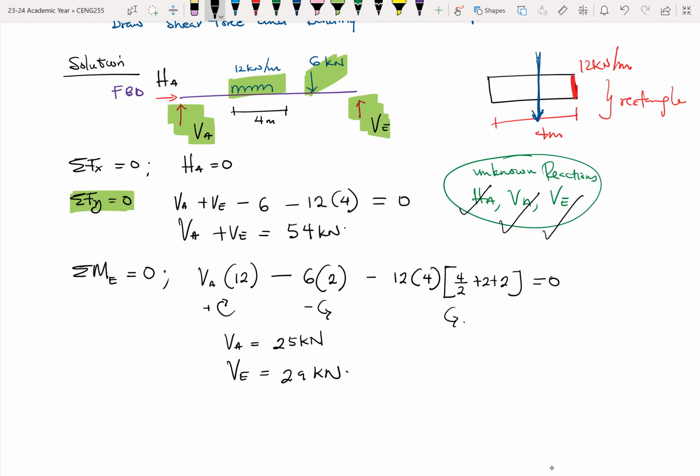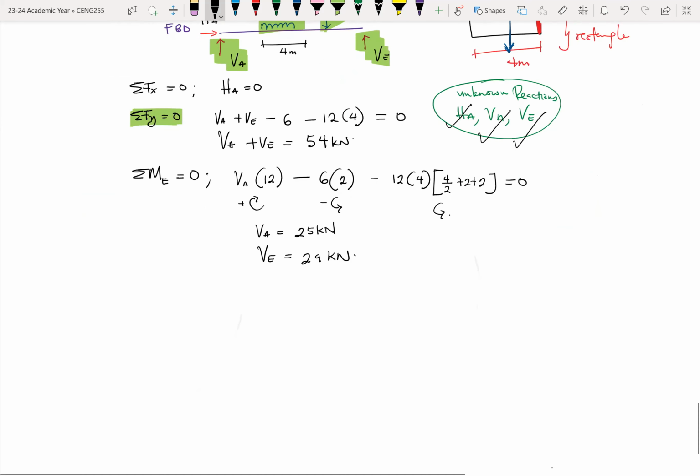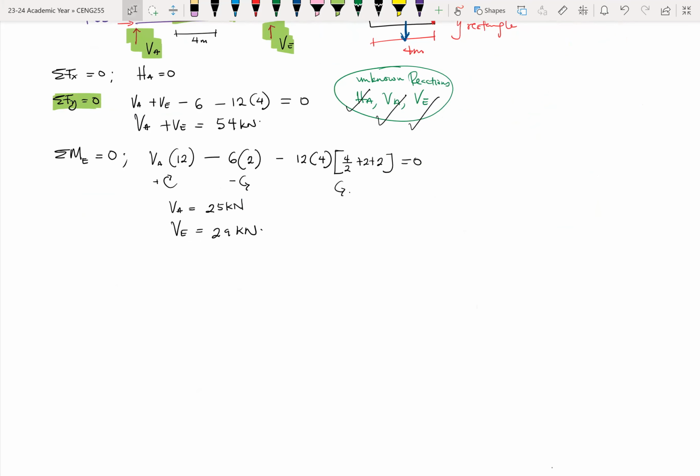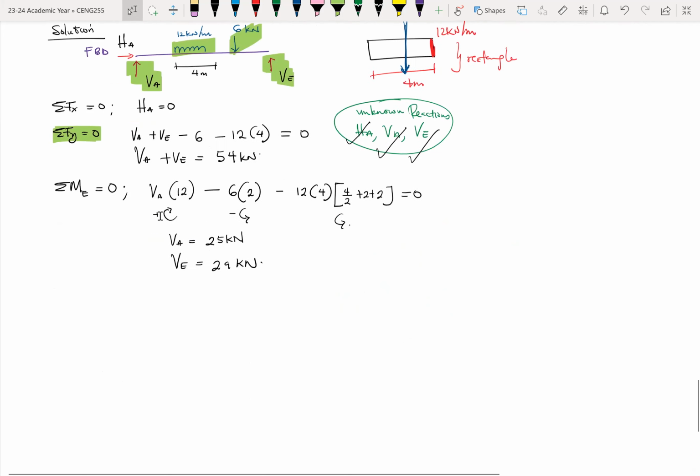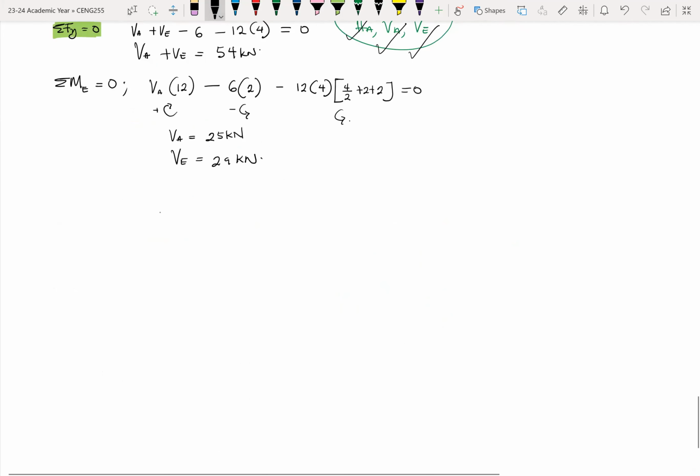The next thing will be to calculate our shear force and then draw the shear force and bending moment diagrams. I'll just quickly draw that for us, and then we'll see how it looks. Maybe during the tutorial sessions, you can have the opportunity to do more of these calculations.